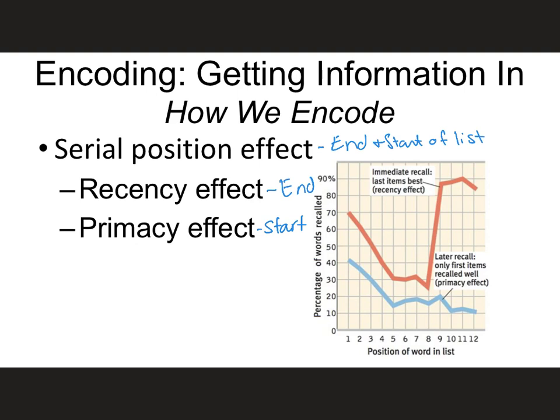Now, something interesting with this, however, is that if you are trying to recall a list of information right away, this is true. You remember things at the beginning or at the end. We see a huge drop in the middle, like words 4 through 8. People don't tend to remember those, but they tend to remember 1, 2, and then even 9, 10, 11, and 12, right? This is immediate recall. However, with later recall, you only remember the items at the beginning, right? 1, 2, 3.